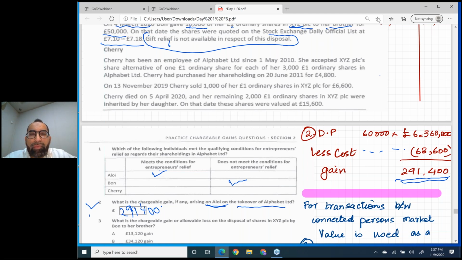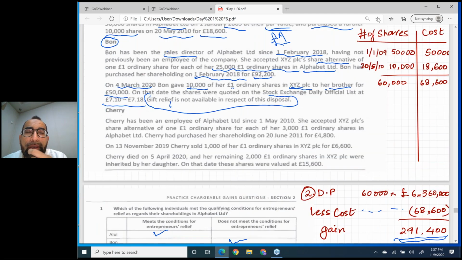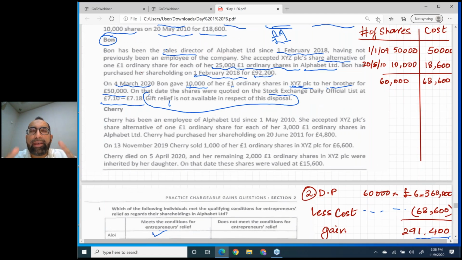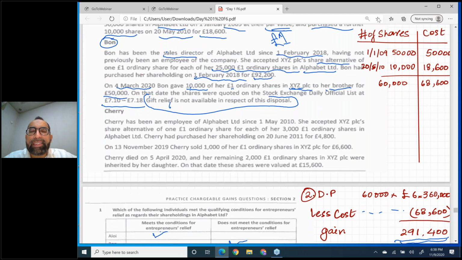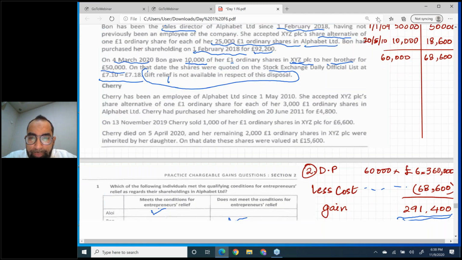Now, one thing, sir, can you compute the gain of this transaction between sister and brother? Yes, very easy. We can do it. In this transaction, the disposal proceeds (DP) will be market value. And we have calculated the market value as 7.14. Let me do it because this is the requirement.